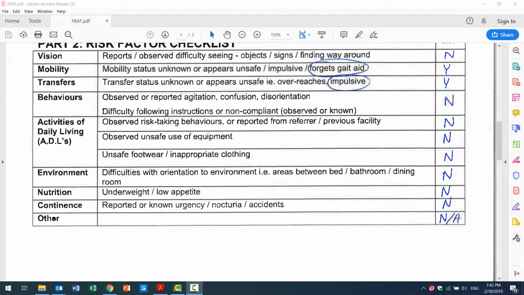Environment, do they have difficulties with orientation to the environment, not sure where the bathroom is? Are they underweight or have a low appetite, which could lead to increased weakness or fatigue? And do they have reported or known urgency, nocturia, which means weeing at nighttime, or accidents? All of these can increase the risk of falls, particularly if the patient is trying to rush off to the toilet. So that's the first page.